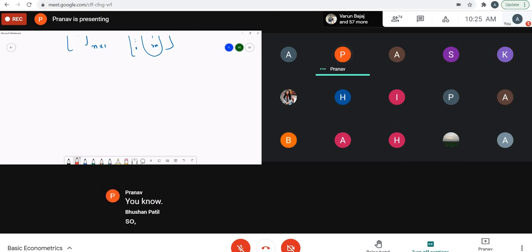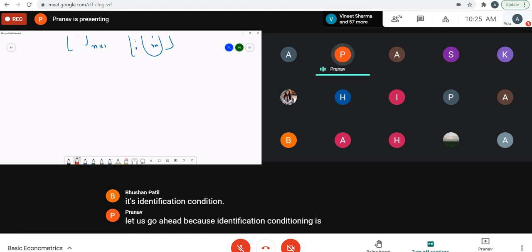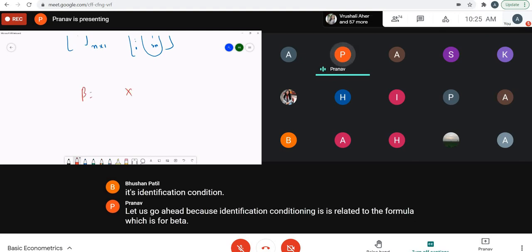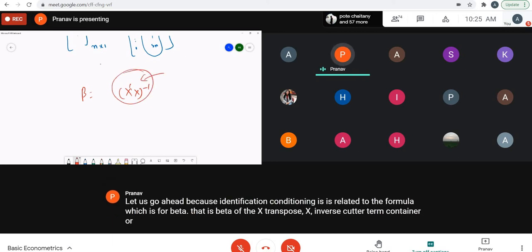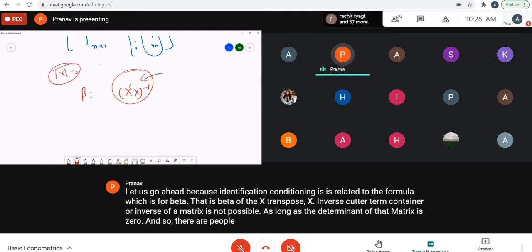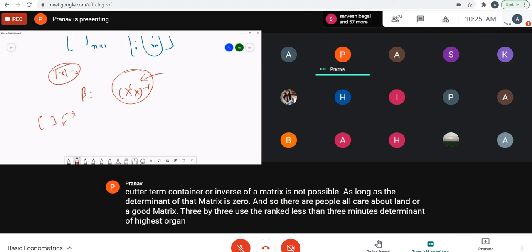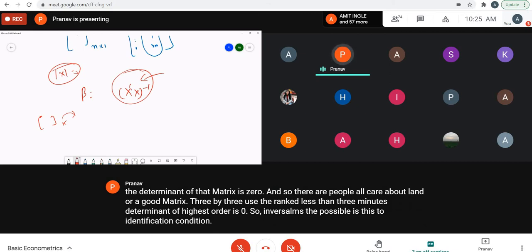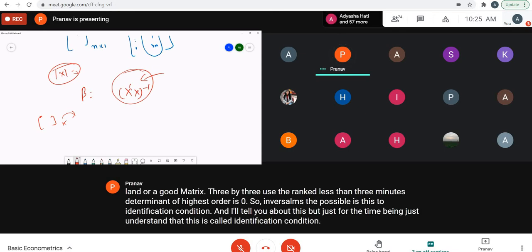Sir, why is it called the identification condition? Can you explain again? Let us go ahead, because the identification condition is related to the formula for beta. If you look at beta, it contains the term x transpose x inverse, and the inverse of a matrix is not possible as long as the determinant of that matrix is 0. I'm sure you have read that if a matrix is 3 by 3 and its rank is less than 3, it means the determinant of highest order is 0. So its inversion is not possible, and that is why this is called the identification condition. I'll tell you more about this, but for the time being, just understand that this is called the identification condition. Yes, sir.